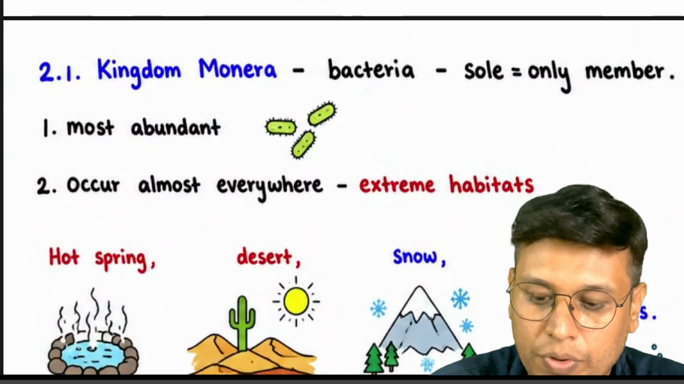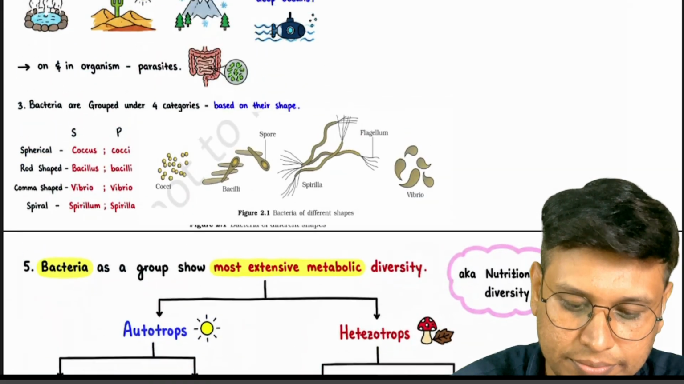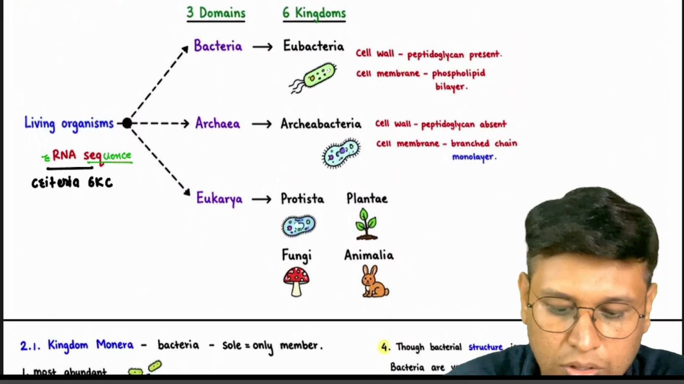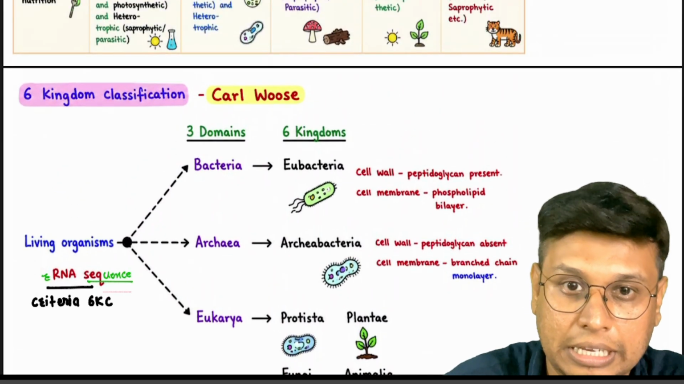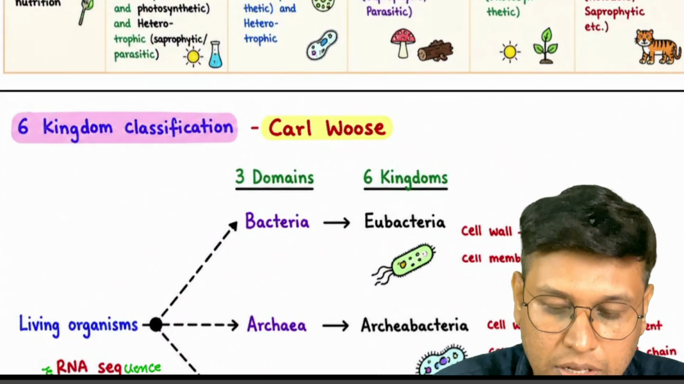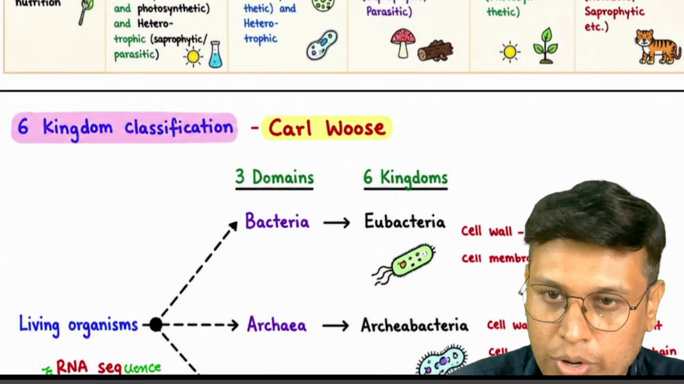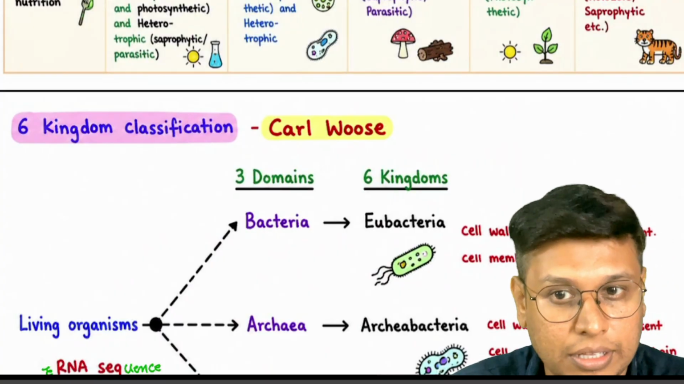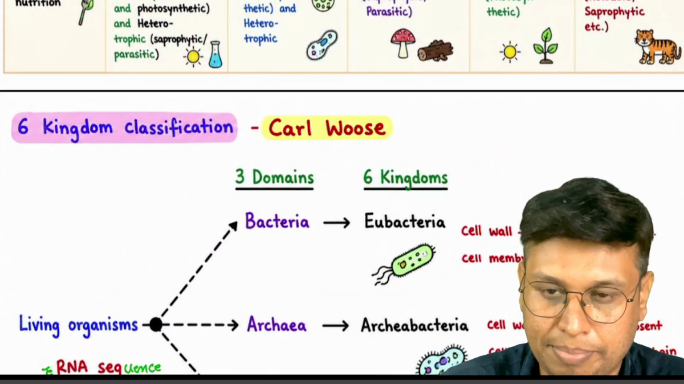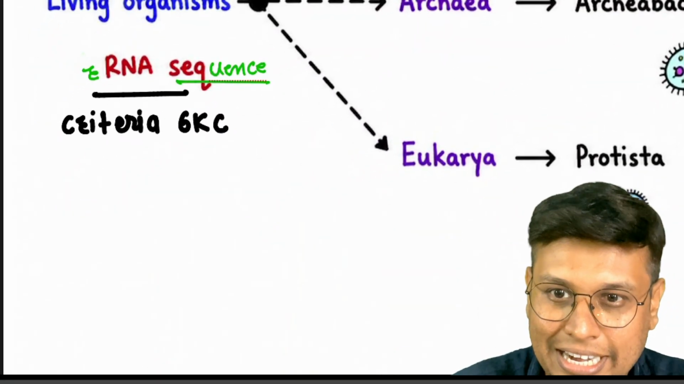One by one, we will go through it. Here we have completed the classification up to 6 kingdom classification. In the next video, we are going to complete kingdom Monera, kingdom Protista, kingdom Fungi, the introductory part of kingdom Plantae and kingdom Animalia, because they are separate chapters. So this lecture ends here.